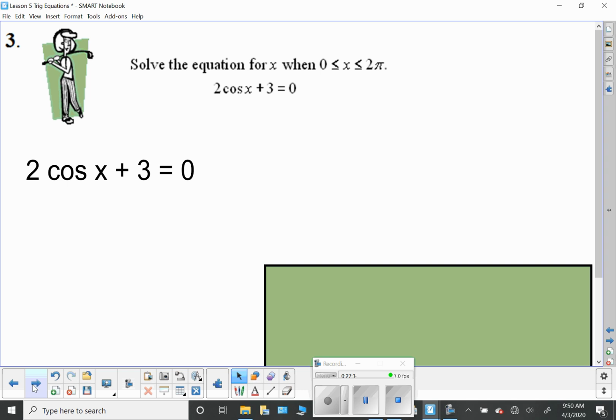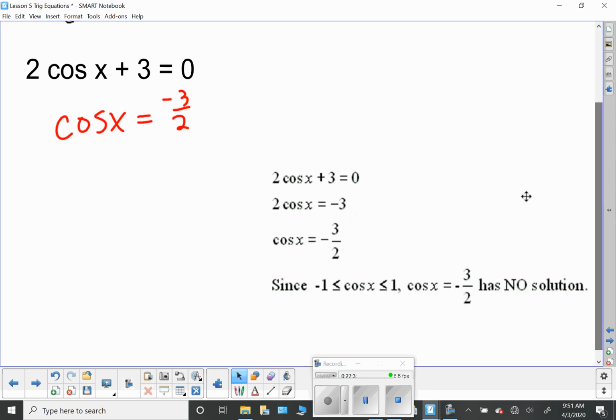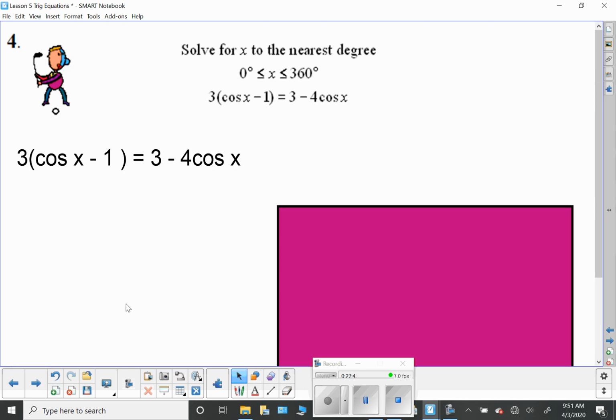Okay, for this one, we're just going to subtract 3, divide by 2. Think about this. Cosine x is equal to negative 3/2. Oh, that should be a quick one. Why? Can cosine ever equal negative 3/2? No. So it has no solution. Okay? For this one, pause the video and try to solve it.